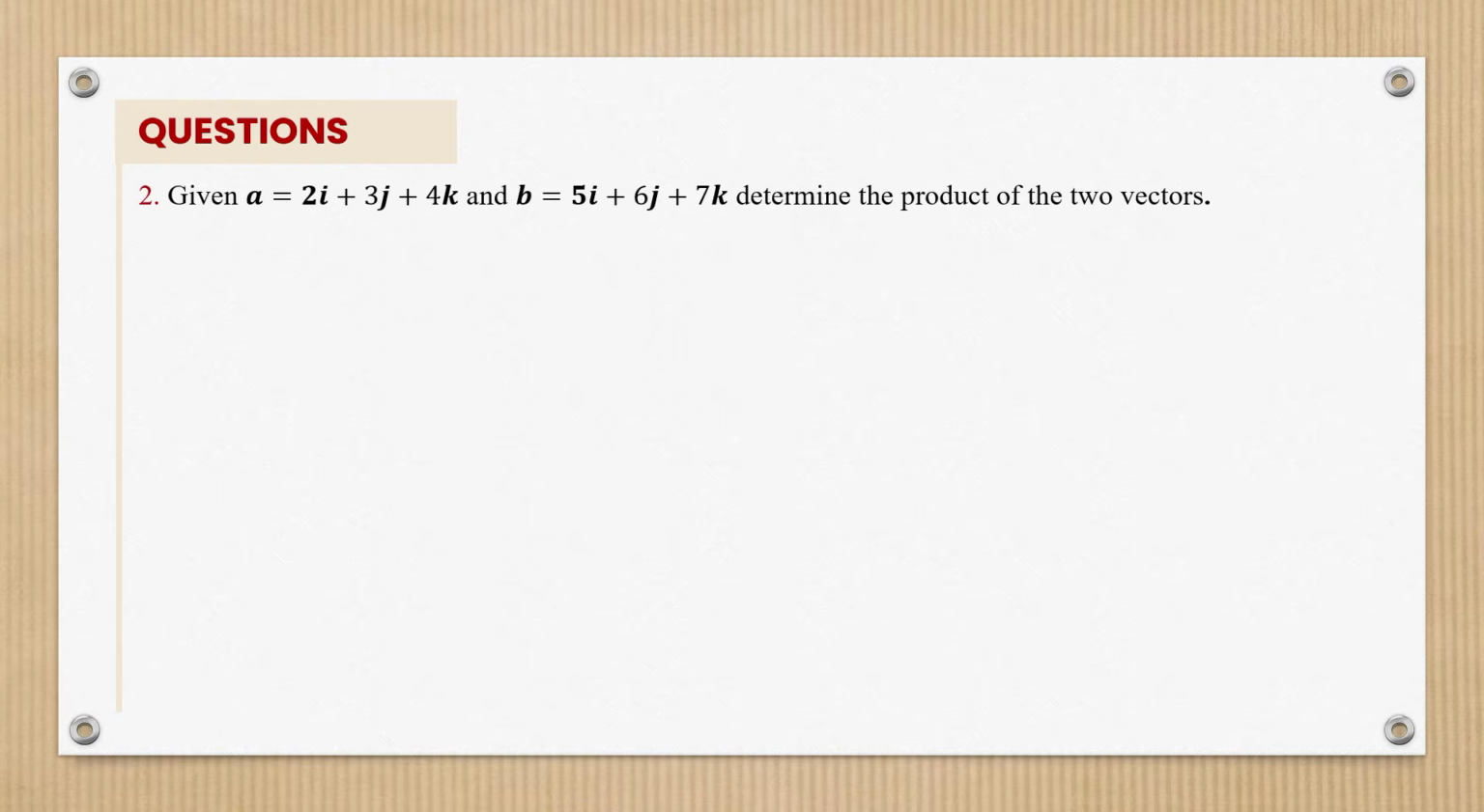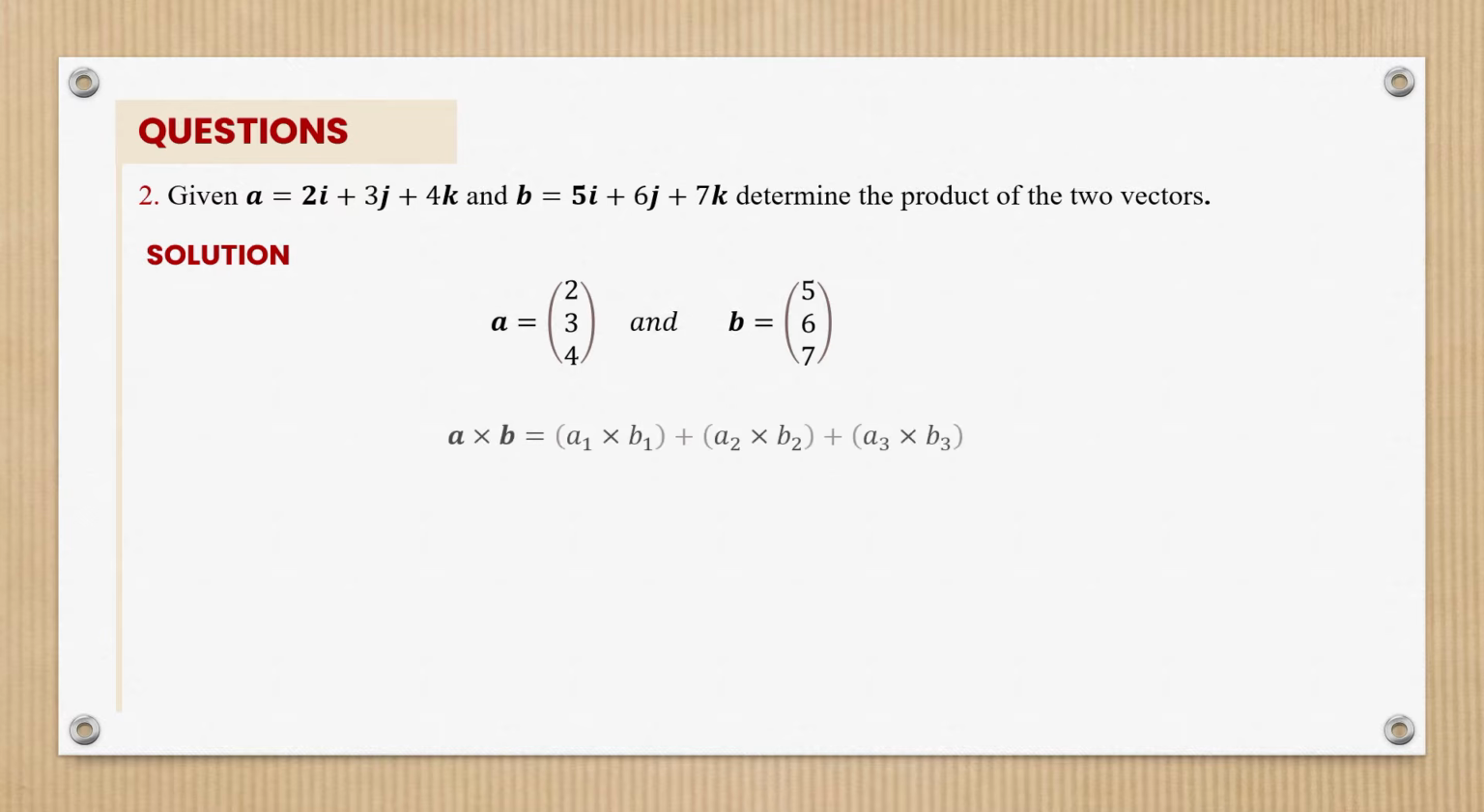Alright, let's look at question number 2. Given A is equal to 2i plus 3j plus 4k and B is equal to 5i plus 6j plus 7k, determine the product of the vectors. Now we have this, we're going to put it in column form. We're going to have A being equal to 2, 3, and 4. Then B shall be equal to 5, 6, 7.